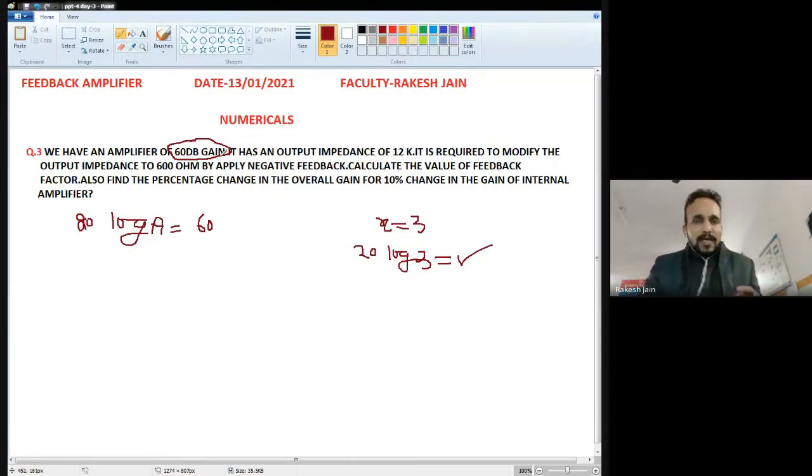Similarly here, gain means A, but the gain is given in dB. The dB term is written there. dB means a decibel term. So it comes whenever 20 log is applied to the gain A. So 20 log A is equal to 60, as given. First of all we have to find the value of A. So log A is equal to 60 divided by 20, which equals 3. Now what is the value of A?